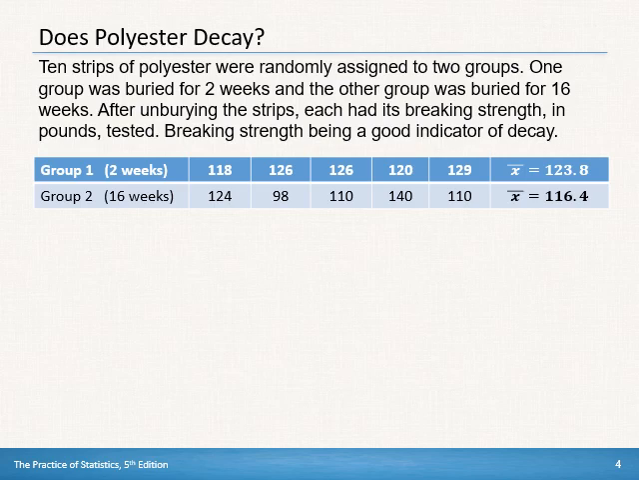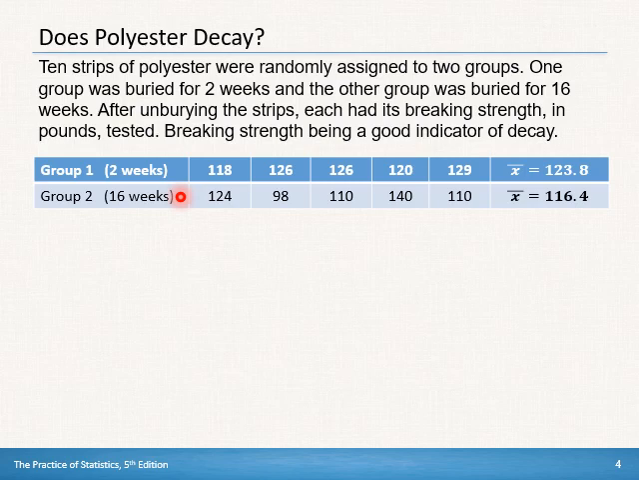So we can see that 5 of the amounts up here were in group 1, which means they were buried for 2 weeks. And then 5 different pieces of cloth were in group 2, which were buried for 16 weeks. So then they were torn apart. These numbers represent the strength required to pull apart the sample cloths. And so a higher number means less decay. Smaller numbers mean it was easier to pull apart.